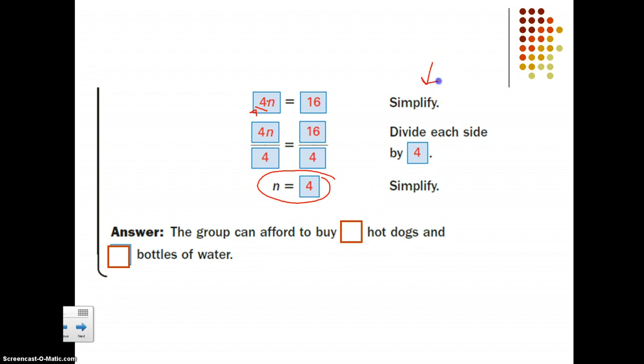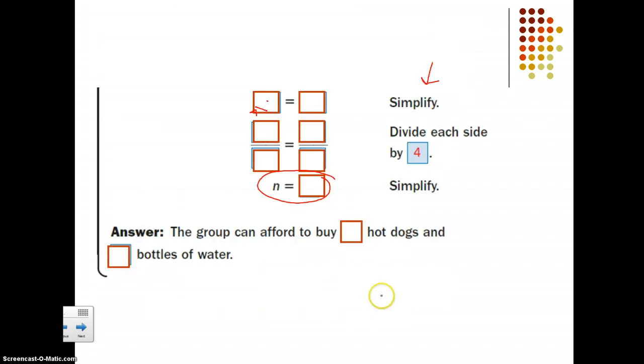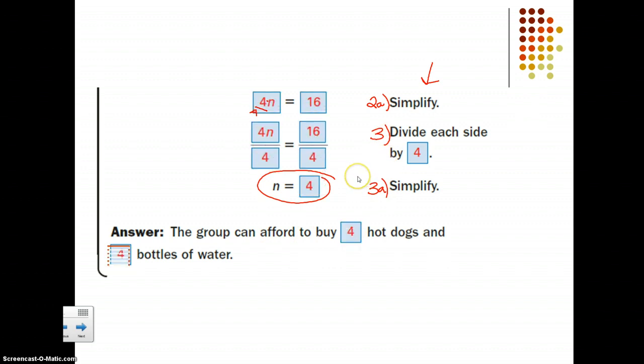You can see that the directions on the right-hand side are pretty much telling you the steps for how you need to do this. You can see I put step 1, combine like terms. Step 2, subtract 60 from each side. Simplifying is also actually just part of step 2. We just kind of do it. And then step 3 is divide. And then finally, again, we simplify by solving what we did in step 3. That means you can afford 4 hot dogs and 4 bottles of water. So somebody's not getting a hot dog or a water.